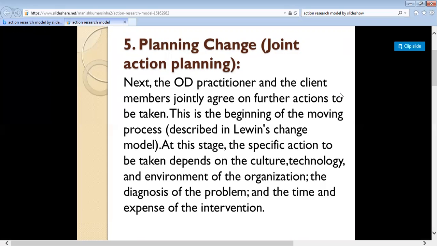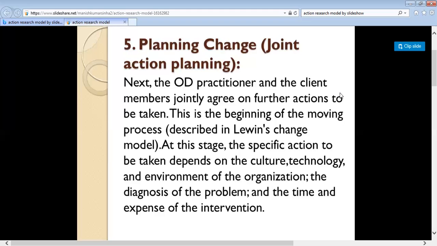At this stage, the specific action to be taken depends on the culture, technology, and environment of the organization, the diagnosis of the problem, and the time and the expense of the intervention. Planning change involves the clients deciding what action steps to be taken based on the information they have just learned. Alternative possibilities are explored and critiqued.